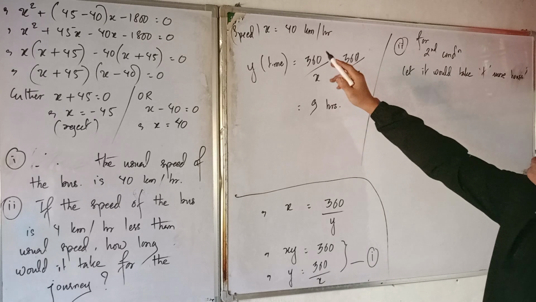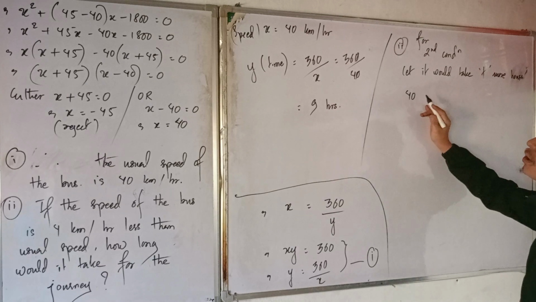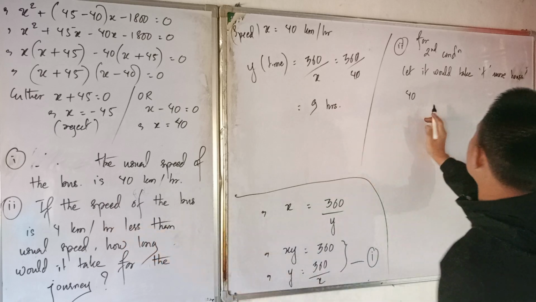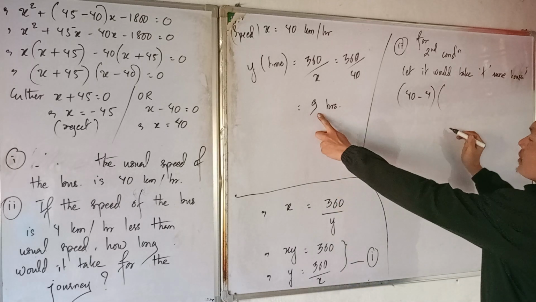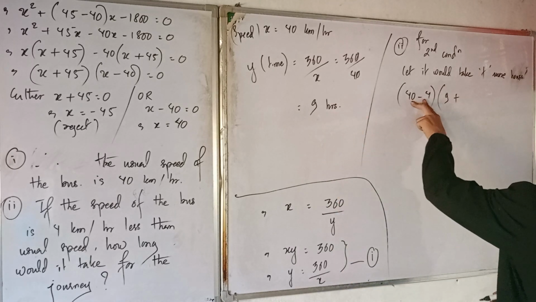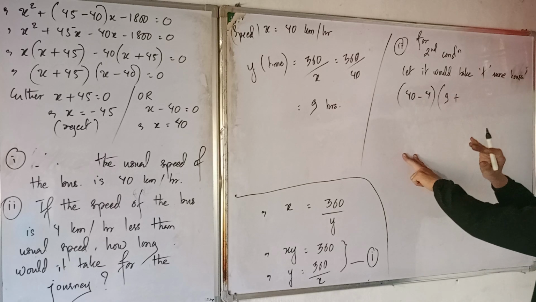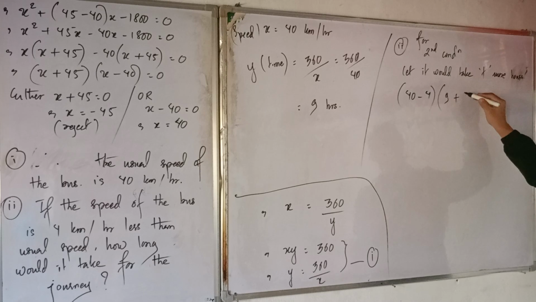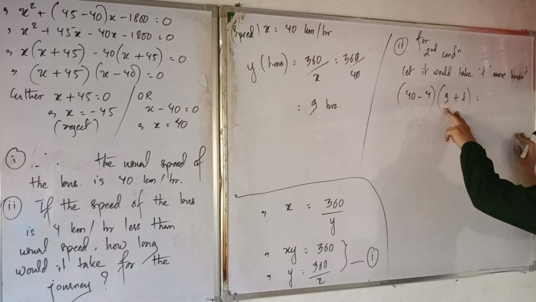So we have the actual speed 40 kilometer per hour. If the speed of the bus is 4 kilometer per hour less, you have to minus 4 here, and the actual time taken is 9. If the speed is less, then the time has to extend. So let it take t more hours, meaning 9 plus t. Or you can directly write here y prime.